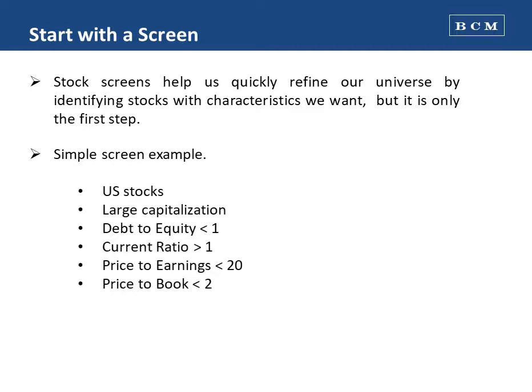Now, here's an example of a simple screen. We can say that we only want to look at stocks that are based in the United States. We only want large cap stocks, which are typically stocks with market value or market cap above $10 billion. For financial health, we can filter for companies that have debt to equity ratios under 1 and current ratios above 1. And in terms of valuation, we can say we only want stocks with PEs below 20 and PBs below 2.